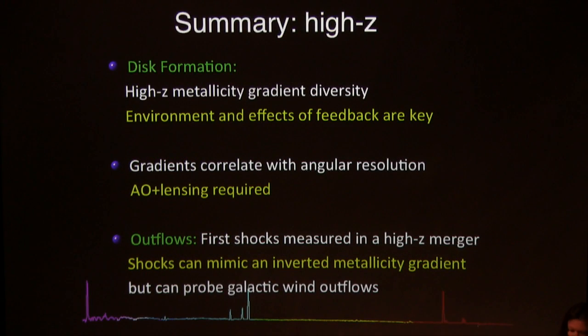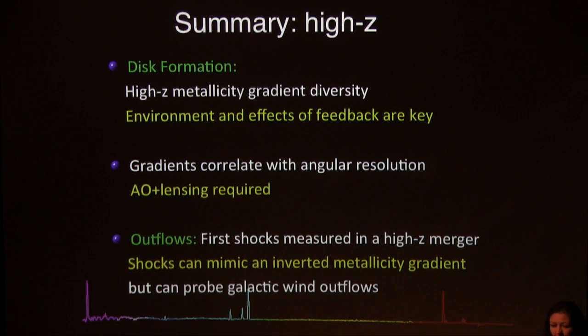At high redshift, there's a diversity of metallicity gradients that we see at the moment, and the environment and the effects of feedback are really key for this. And I don't think we've reached any sort of conclusion about metallicity gradients or evolution at redshift at the moment. I wish I could show you something different, but we need to understand environment and feedback. The gradients correlate with angular resolution, so if people are trying to measure metallicity gradients, they need AO and they need lensing. We can't do it at the moment with modern telescopes without the high angular resolution that you obtain with adaptive optics as well as lensing.